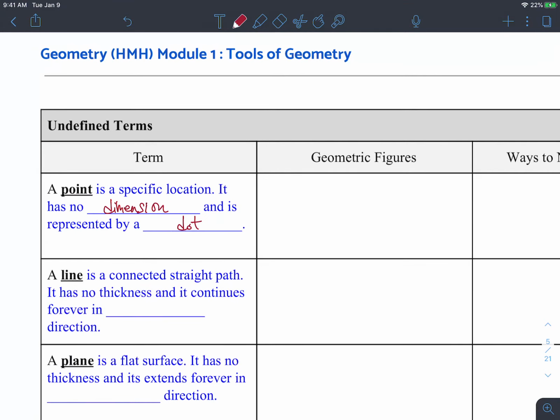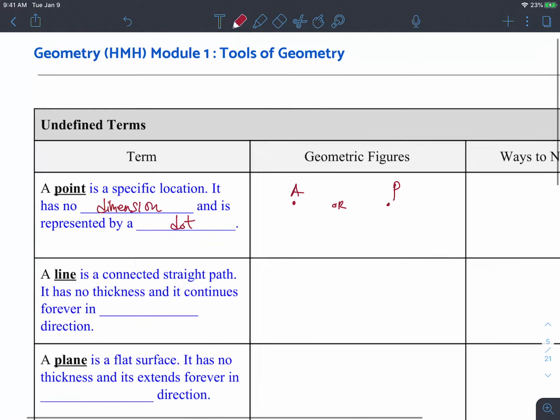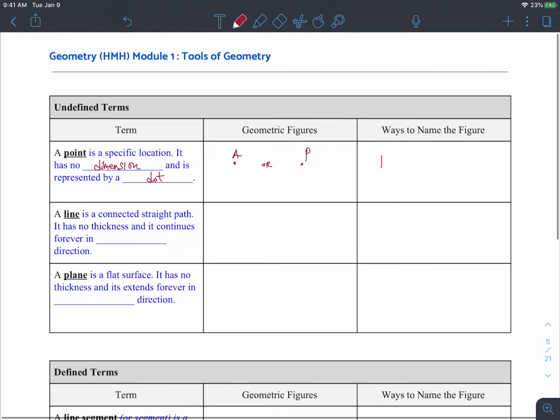So the geometric figure will be like this. We denote it with a little dot, that's A, or maybe a little dot and a P, and that will be called point A, or in this case, point P. You could literally spell out the word point, but it's generally accepted that it's okay to put PT, period.